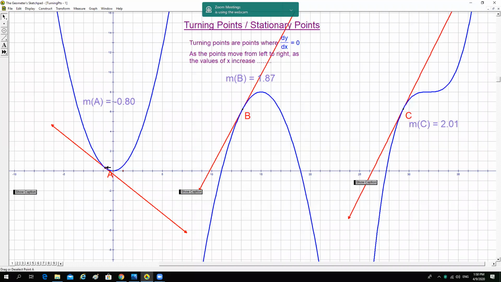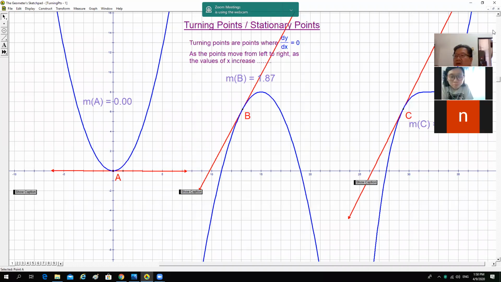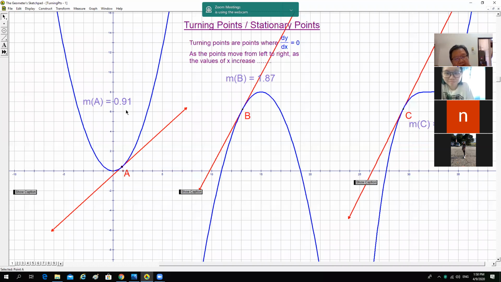If you continue to drag the point, at one point the gradient will be 0. Exactly now. Can you see the gradient 0 here? Yes or no? Yes, sir. So you see the gradient is now 0. So this is our turning point. This is our switching point. Now, after this, the gradient becomes positive, positive 0.91. If I continue to drag, it will become more and more positive.